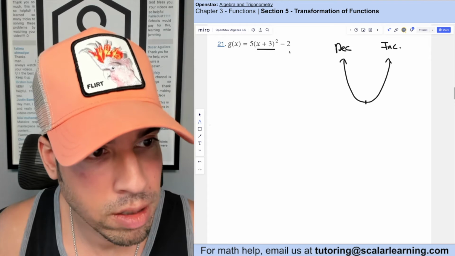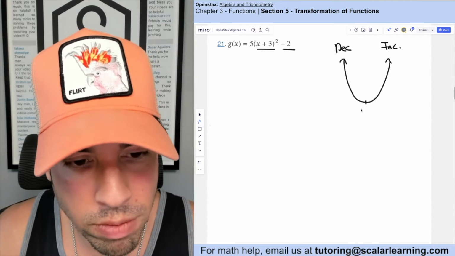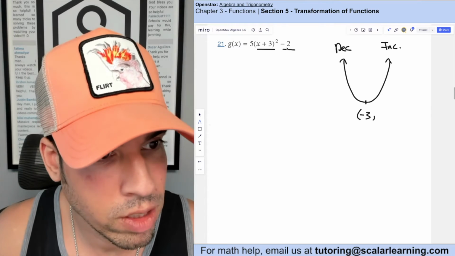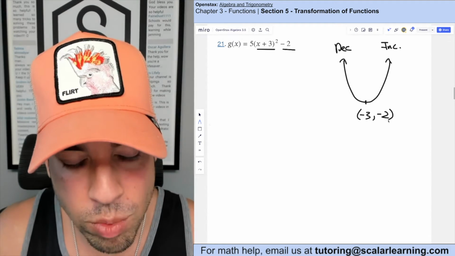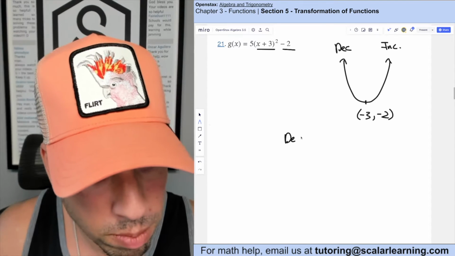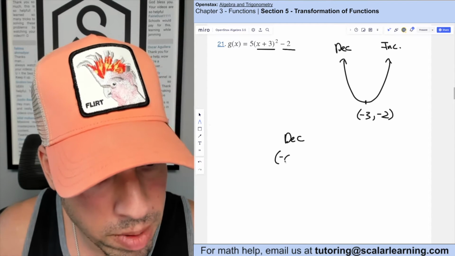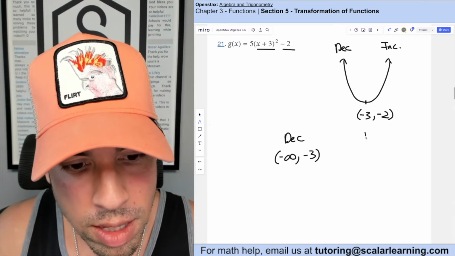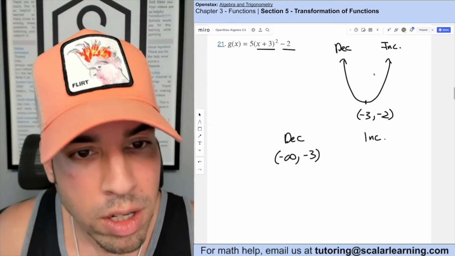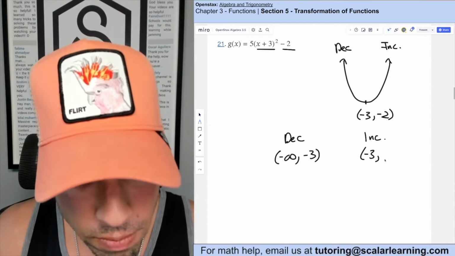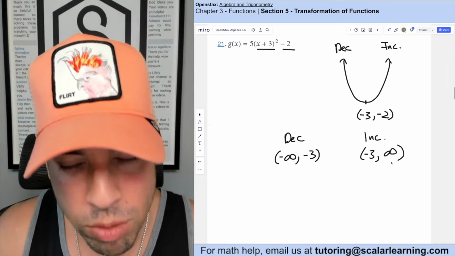And here is vertex form, which means I know what the vertex is. It's at the opposite of this, which is -3, comma, whatever this value is, which is -2. And this is really helpful because now I know that the decreasing part occurs all the way from -infinity up to -3, up to the vertex. And then the increasing portion starts at -3 and carries on forever to infinity, boom, done.